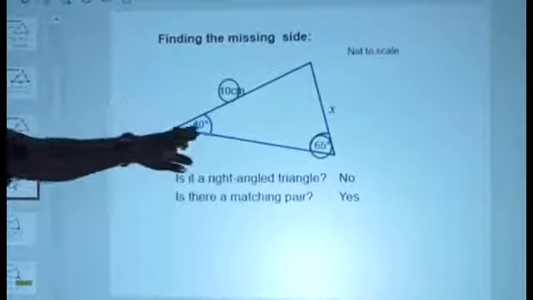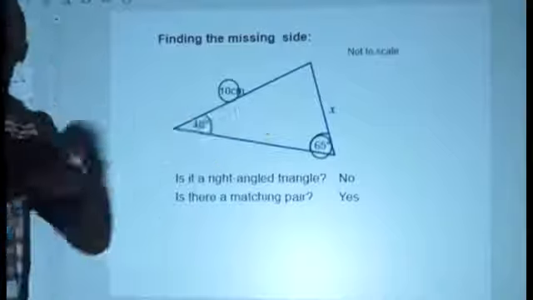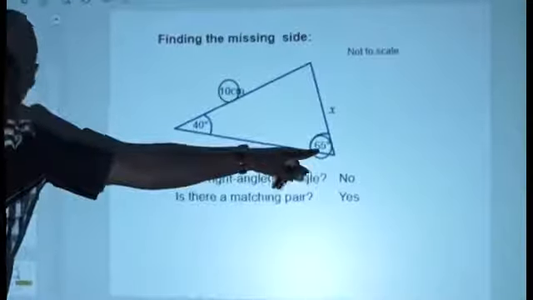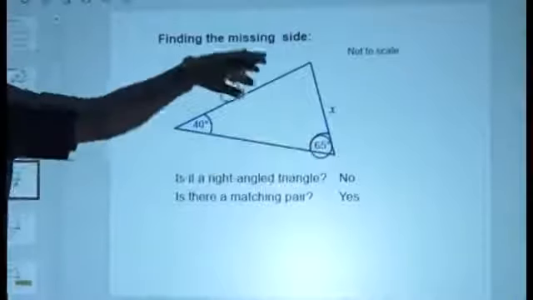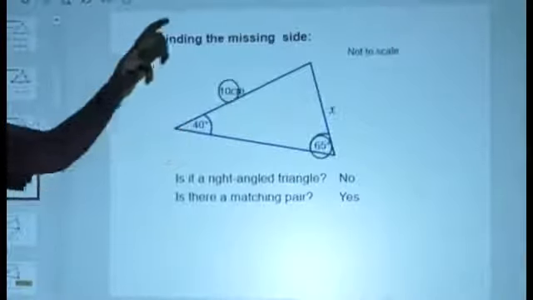This is 40 degrees. This is x. This is 65 degrees, an angle, and this is 10 centimeters. So we discovered that there is a matching pair. An angle is given, the opposite side is given. An angle is given here, the opposite side is not given.